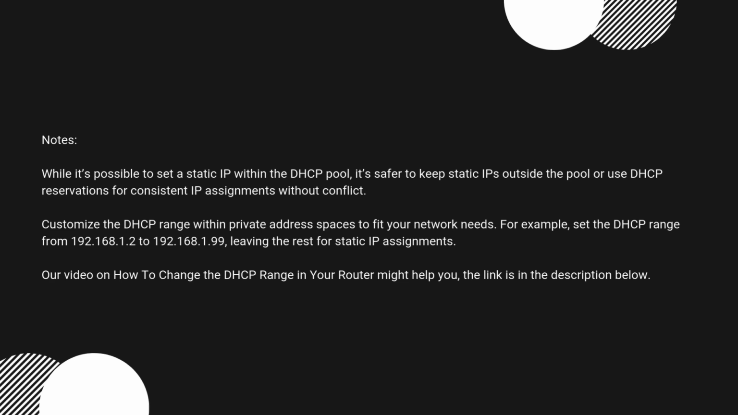For example, set the DHCP range from 192.168.1.2 to 192.168.1.99, leaving the rest for static IP assignments. Our video on how to change the DHCP range in your router might help you. The link is in the description below.